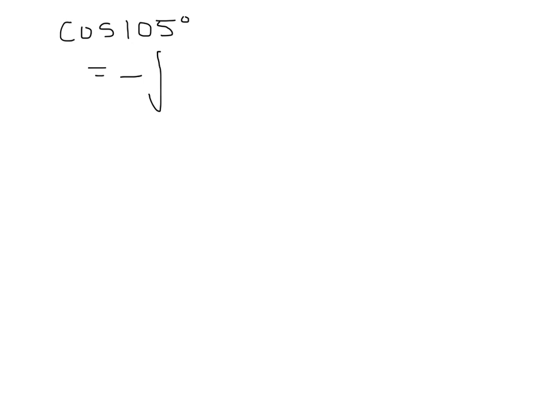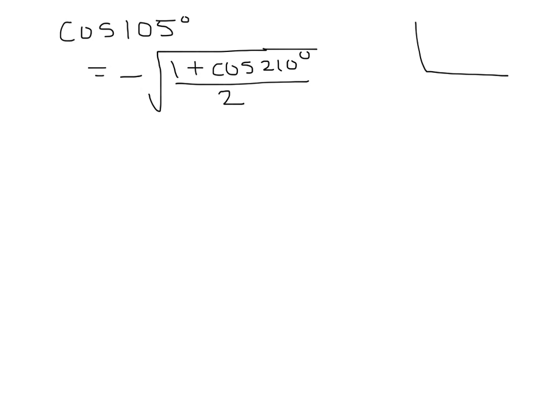Applying the formula, we get 1 plus the cosine of u. Therefore, you must double the angle 105 because that is u over 2. So you get 1 plus cosine 210 degrees, divided by 2. You then need to use your reference triangle to find the cosine of 210 degrees.